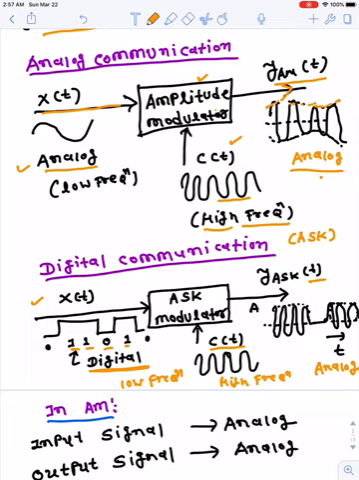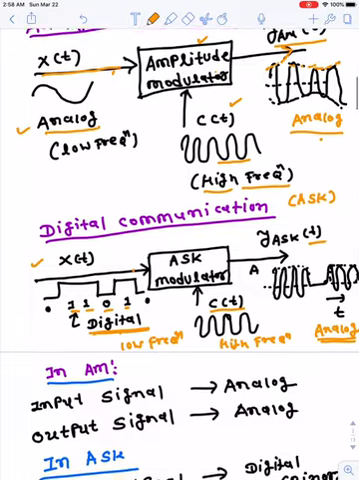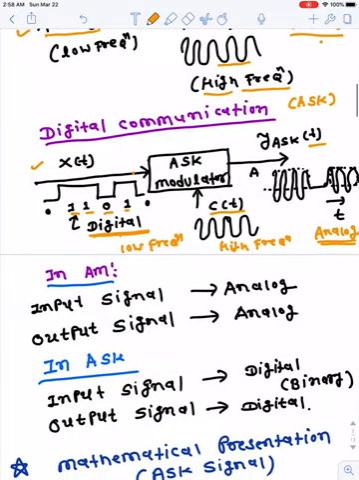So we can observe here the input of ASK modulator is digital, but the output of ASK modulator is analog in form. So this is the basic difference between analog communication and digital communication. Both have an analog output, but the input is different. In analog communication, the input x of t is an analog signal, whereas in digital communication, the input x of t is a digital signal. So here we can see the difference.